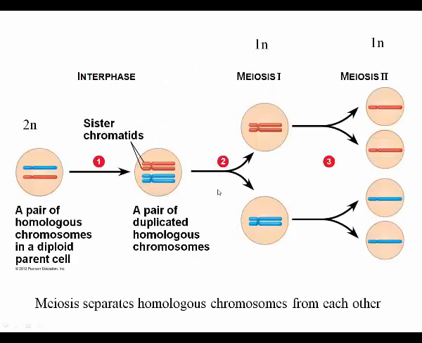To go back to this image, I want to remind you of the distinction between diploid and haploid. When a cell has 2 members of a pair, the cell is diploid, and that's what most of our cells are, including those that are about to undergo meiosis. Meiosis separates the homologous chromosomes from each other, and so as soon as these 2 chromosomes have separated from each other, we immediately have haploid cells. 1 copy of each chromosome.